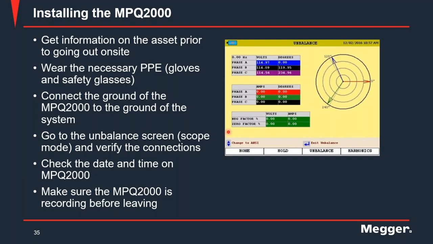Check the date and time on the MPQ2000. Make sure that it's set to the current date and time. That is very important, because if you want to correlate an event with what happened outside of the asset, then it's very important that the event date and time be accurate. Okay. Simple things like make sure that the recorder is recording before you leave. Once you hit the record button, it switches over to the recording screen. It says recording on top. So when you see that recording screen, then you know that the recording has started, and now you're good to go.